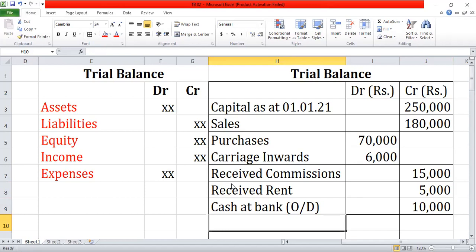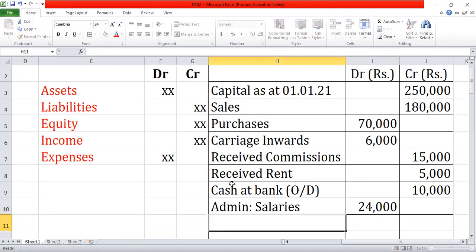Right? Then administration salaries. When you see the account, think in your head, what is this account? Admin salaries is an expense account. So record the balance, 24,000, in the debit column.